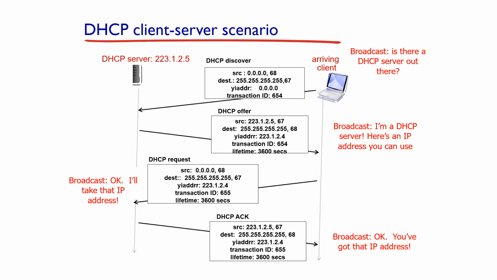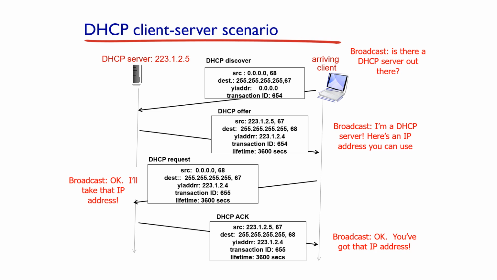The request carries 223.1.2.4, the IP address which was assigned in the previous transaction by the server to the host. So the host is asking, with this IP address, can I confirm this as my IP address? That is what the DHCP request message asks of the server.